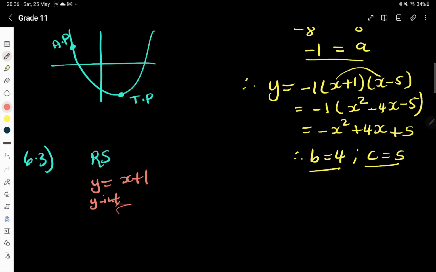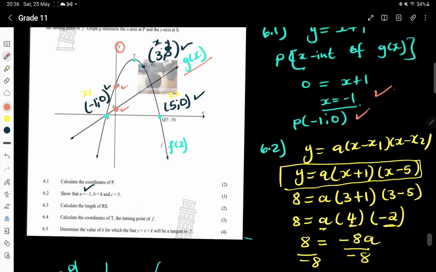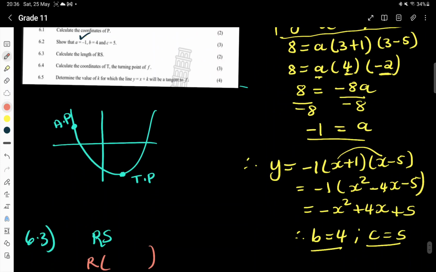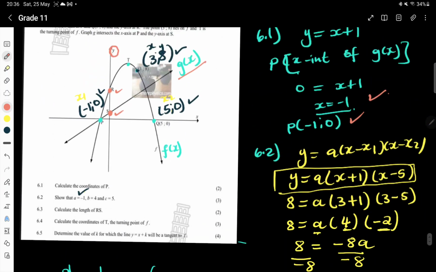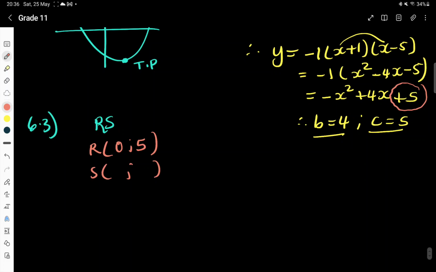We can write the coordinates. The coordinate of R will be the y-intercept of the parabola we got, which is 5. So it is (0, 5). Then of S, it's a straight line, (0, 1).